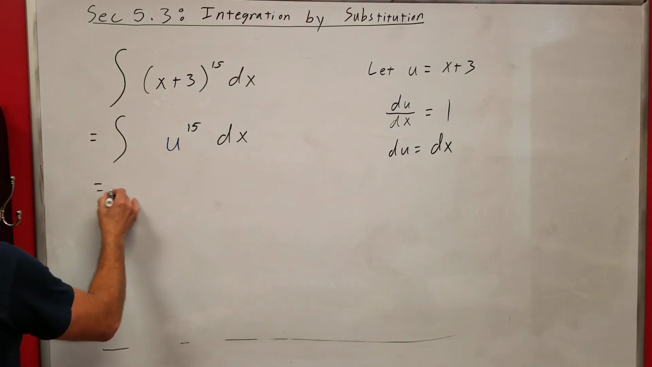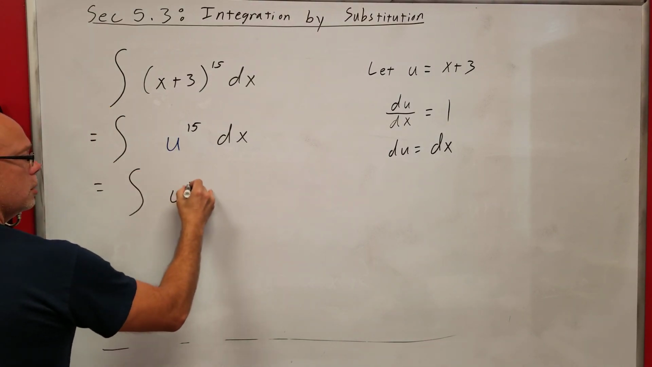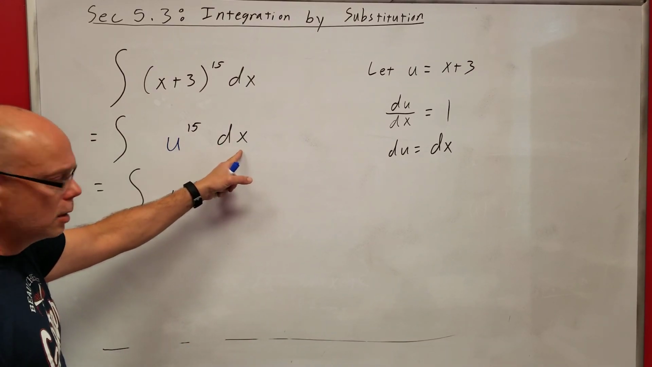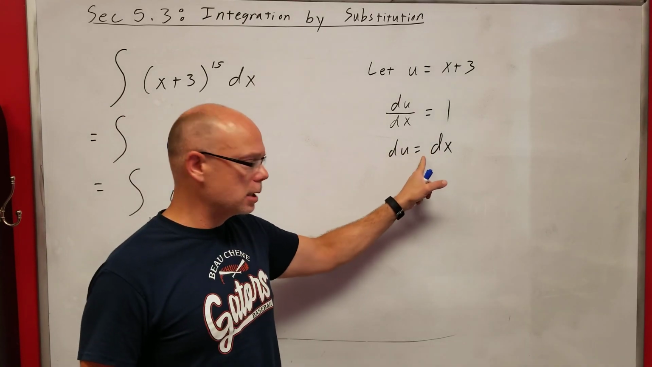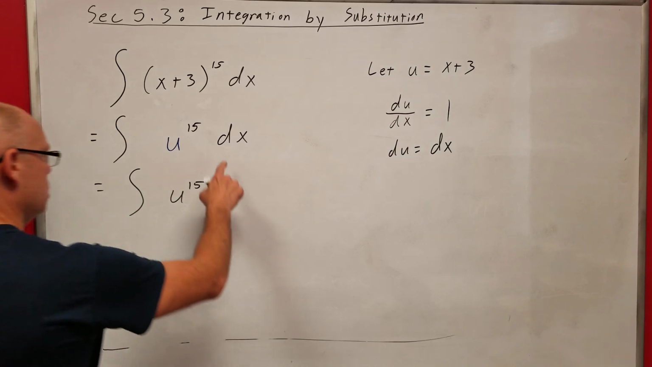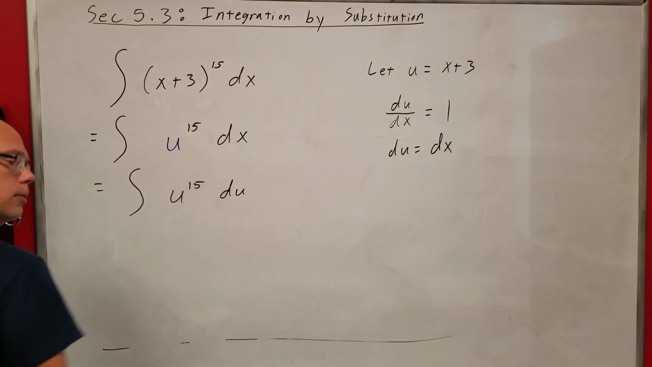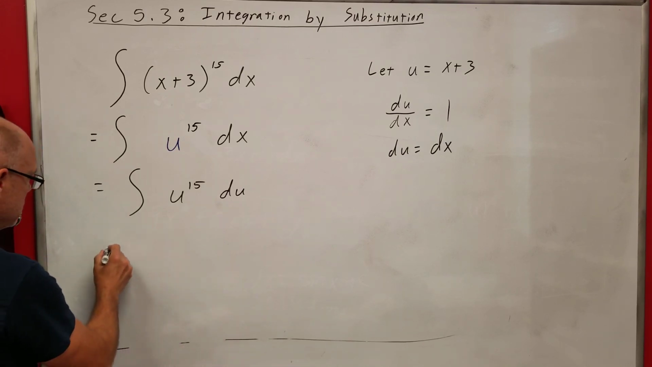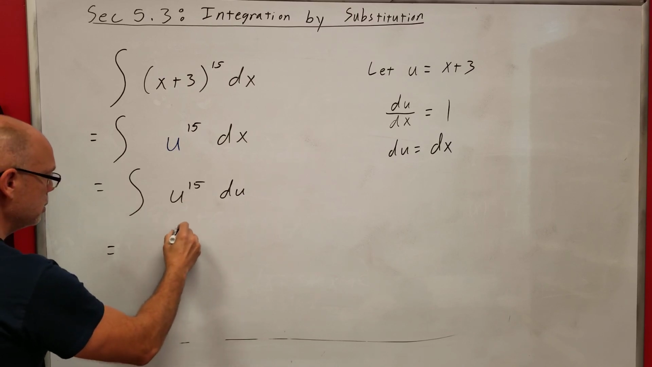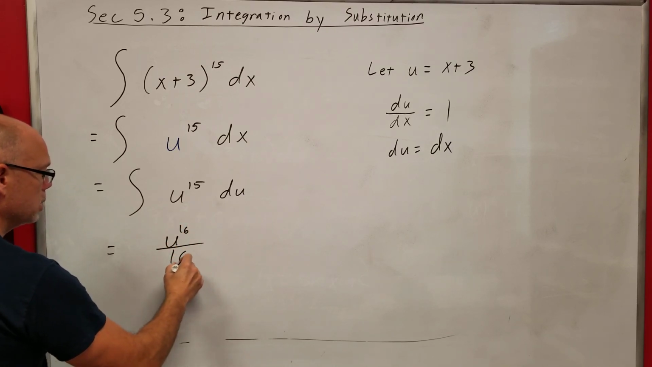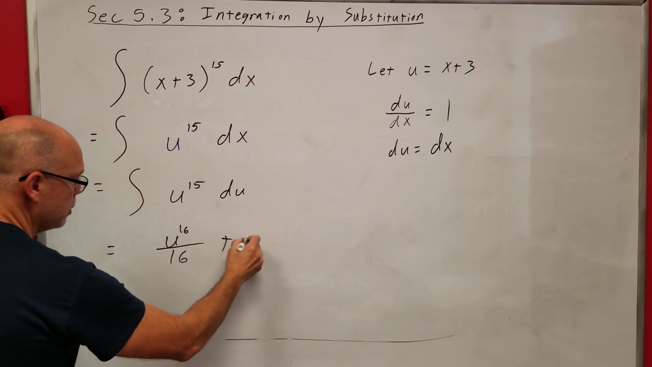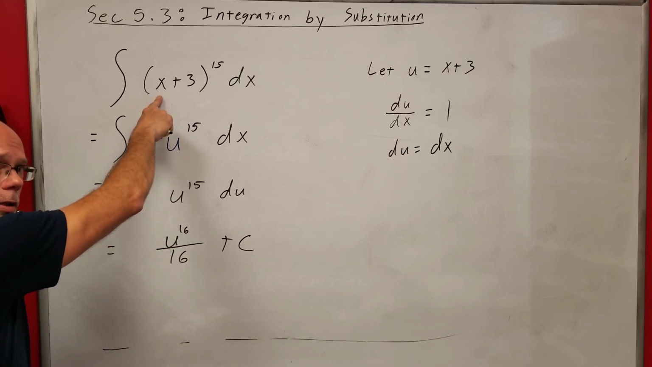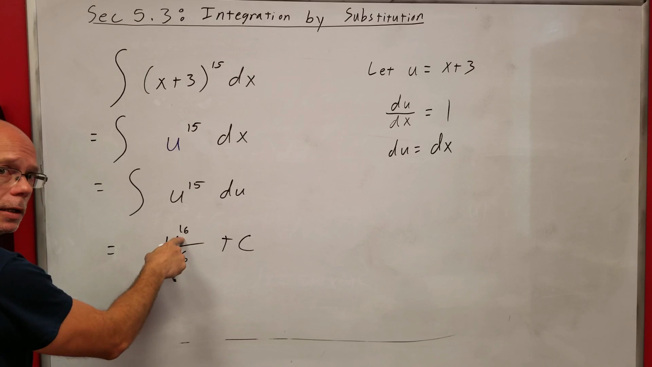All right, so let's go back here now, okay? We have the integral of u to the 15th. But now, I want everything in terms of u and not x. But over here, what does it say dx is equivalent to? du. So instead of dx here, I'm going to call that du. Now, everything's in terms of u. How do I integrate this? Well, add 1 to 15 says u to the 16 over 16, right? Plus my arbitrary constant c. But my original function's in terms of x. So I need to back substitute and put this back in terms of x.